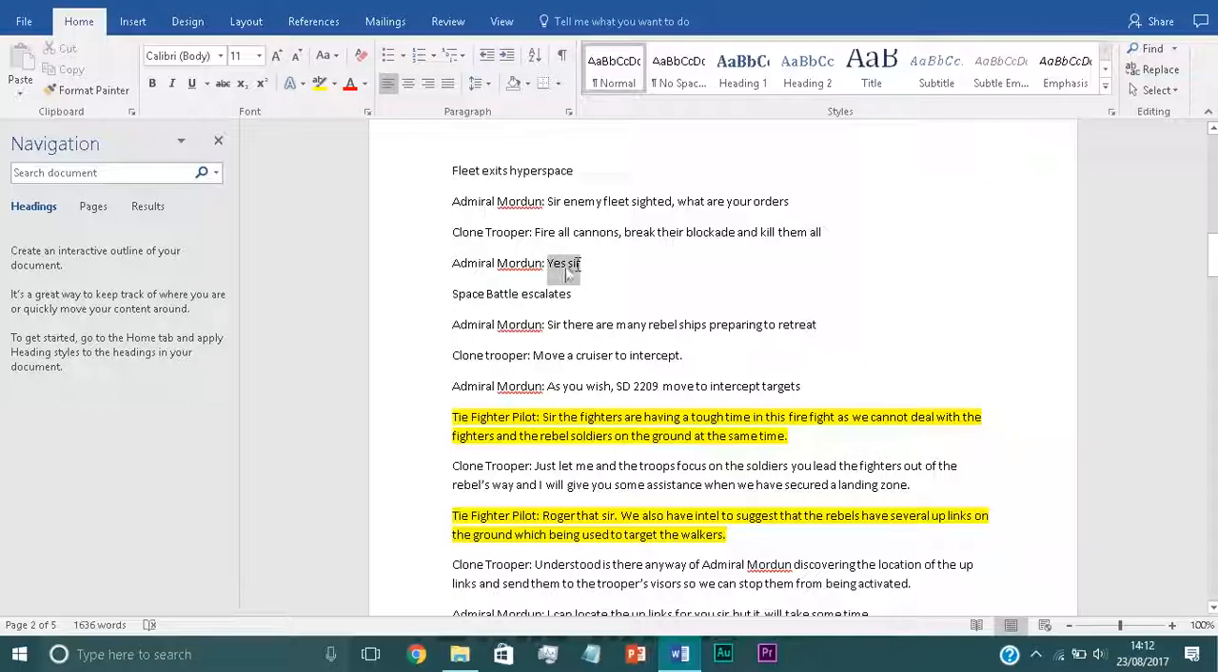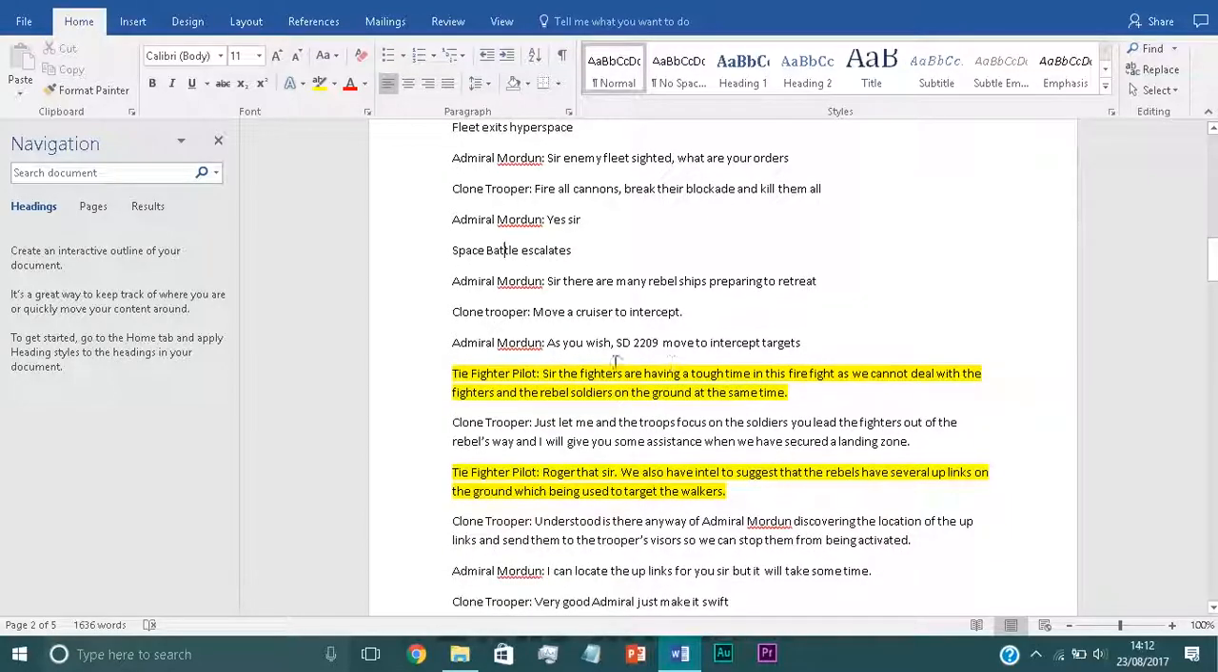Admiral Morden, yes sir. Space battle escalates. Admiral Morden, sir, there are enemy ships that are preparing to retreat. I say, move cruiser to intercept, or something along those lines. I can't remember what I said originally. In the end, Admiral Morden: as you wish, SD2209, move to intercept targets, and that was all kept the same.